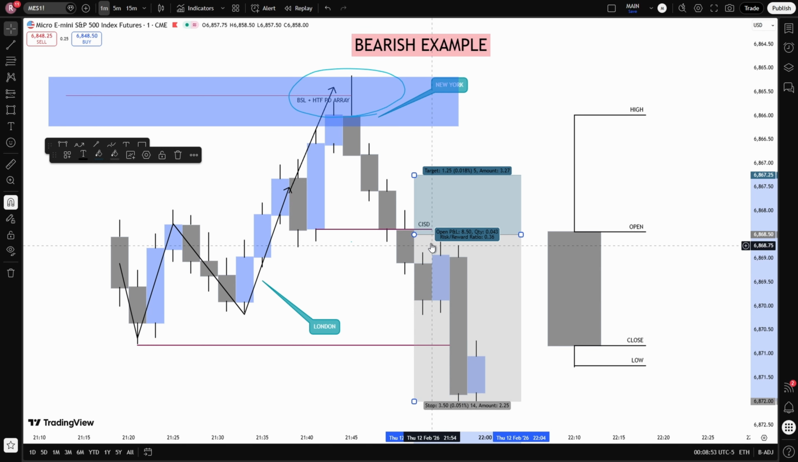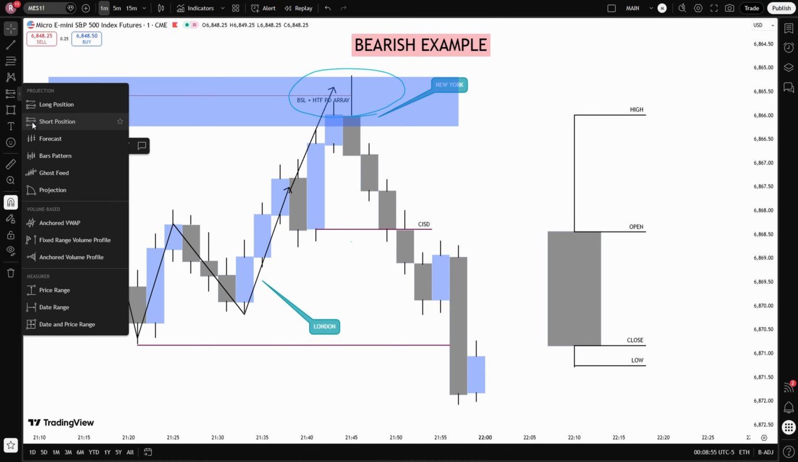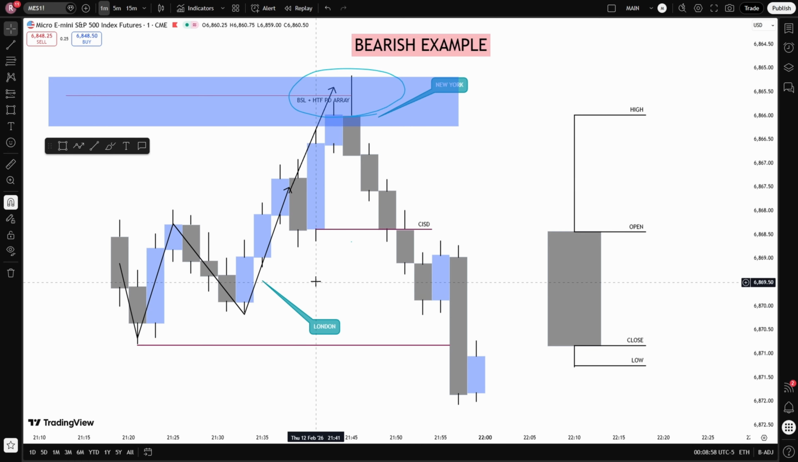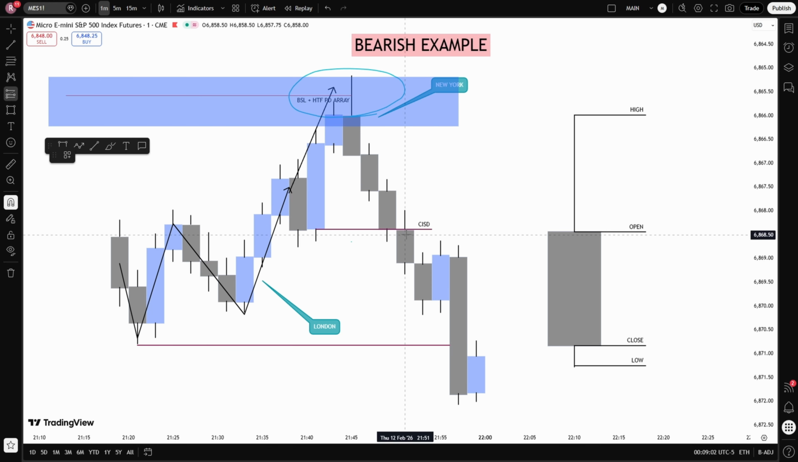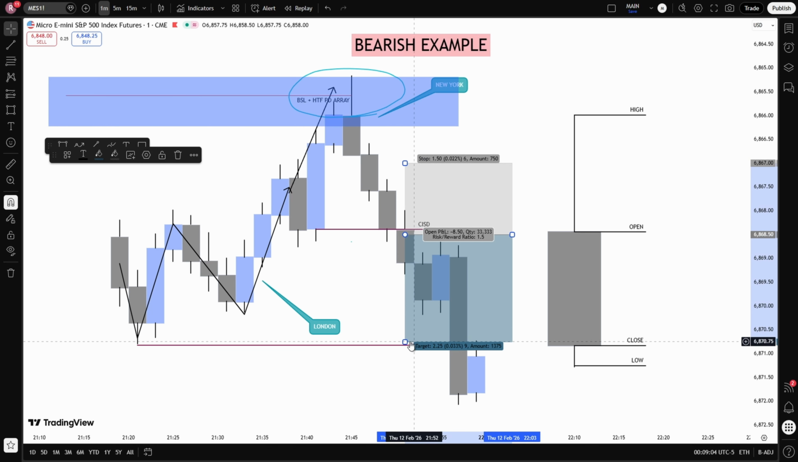So again, London sets it up. New York delivers into the level, and then we get the move in the opposite direction. Now let's hop into TradingView and go over a few examples of this in action.